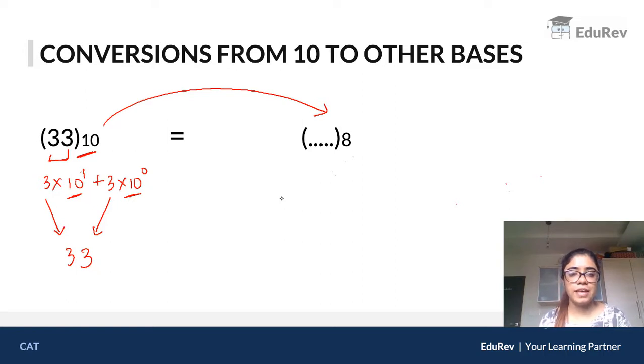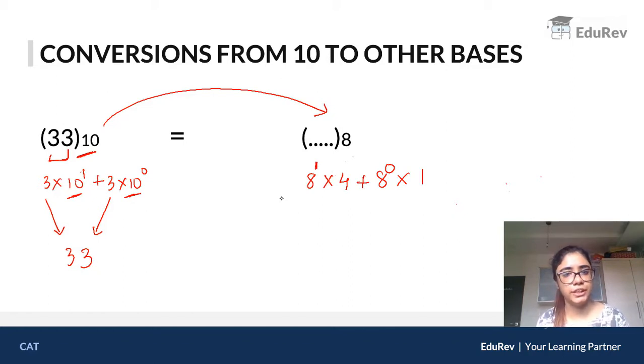So I will write this as 8 into 4. This gives me a 32 but I want a 33. So I need one more. So what will I do? I will write this as 8 raised to 0 into 1. This will be 8 raised to 1.